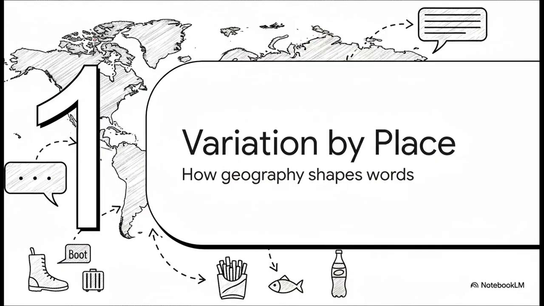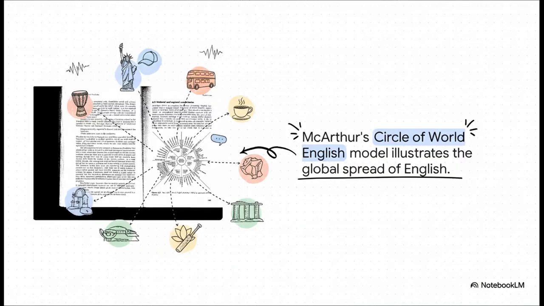First up, let's jump right in with variation by place. This is the world of dialects, where the words we use are literally shaped by the geography of where we live. And this model here, MacArthur's Circle of World English, shows this perfectly. You've got this world standard English right there in the center, and then it just radiates outwards, branching off into all these different national and regional types: American, British, Nigerian, Singaporean English, each one with its own unique flavor.